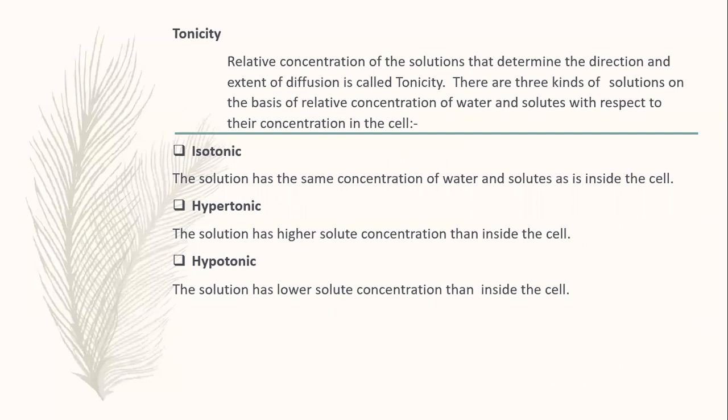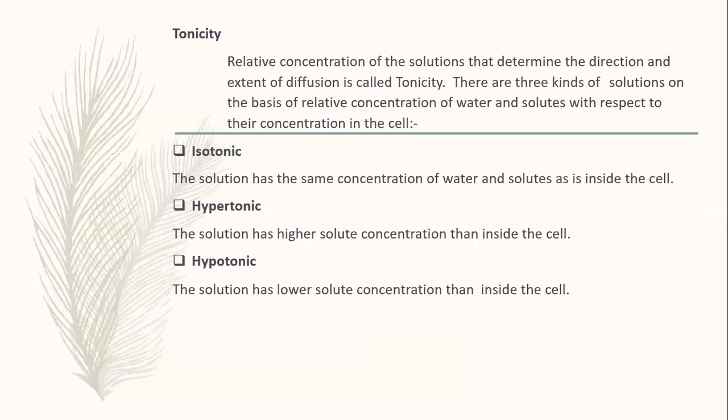There are three kinds of solution on the basis of the relative concentration of water and solutes with respect to their concentration in the cell: isotonic, hypertonic, and hypotonic solution. An isotonic solution has the same concentration of water and solute as is inside the cell. The relative concentration of water molecules and solute molecules on either side of the cell membrane is the same.